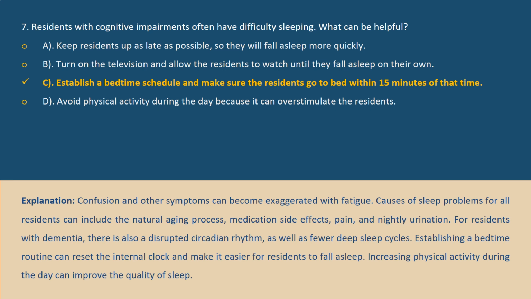Explanation. Confusion and other symptoms can become exacerbated with fatigue. Causes of sleep problems for all residents can include the natural aging process, medication side effects, pain, and nightly urination. For residents with dementia, there is also a disrupted circadian rhythm, as well as fewer deep sleep cycles.